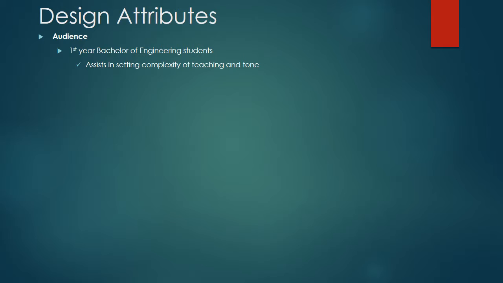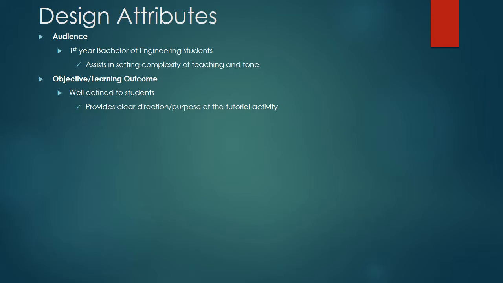Number 1 is the audience. Obviously they are first year Bachelor of Engineering students, so this topic of designing is new to them. And here the level of teaching complexity should be kept simple, so that students are able to keep up with the class. Secondly, the objective and the learning outcomes should be well defined to the students, so that they are aware of the purpose of this tutorial class.